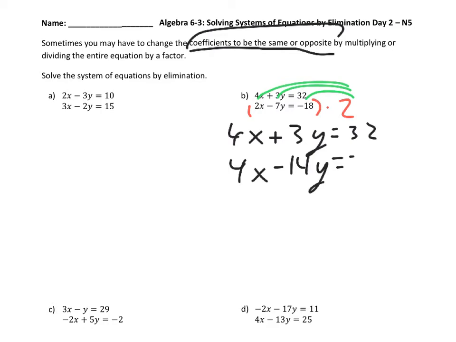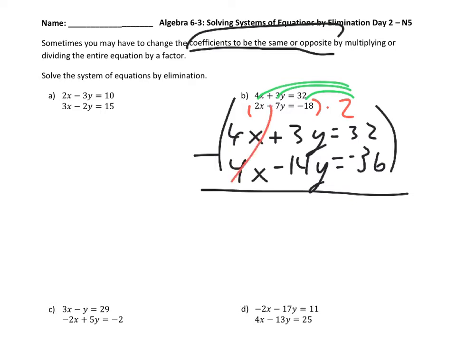And now I solve by elimination. I either add or subtract these. So I have 4x and 4x. The only way to eliminate or get rid of those would be to subtract. So 4x minus 4x is 0x, or 0. They cancel. I'm not even going to write that 0. And now I'm going to go on.